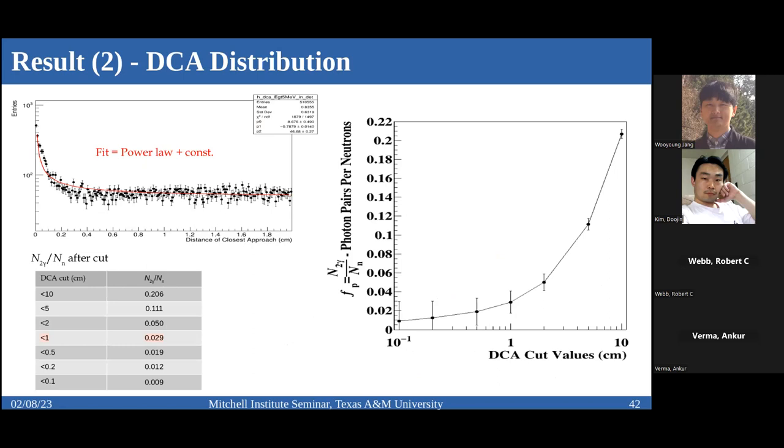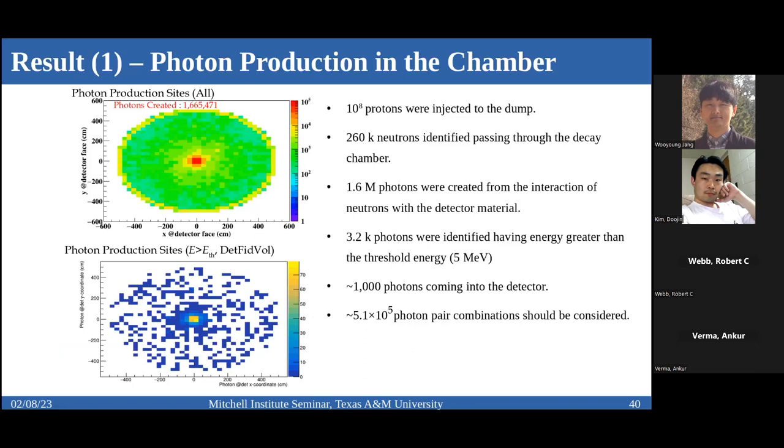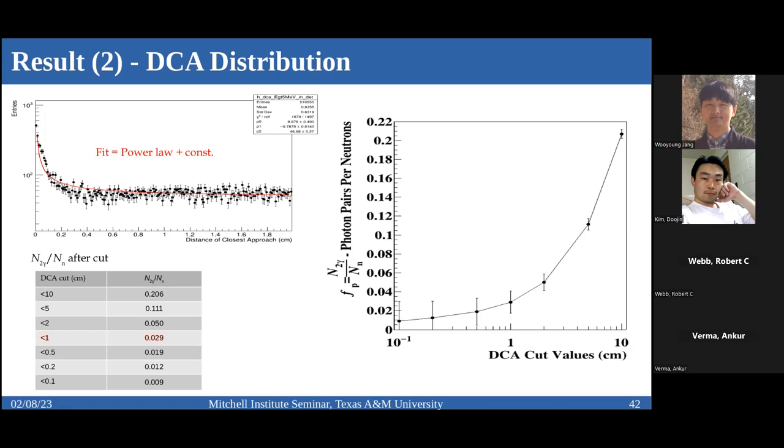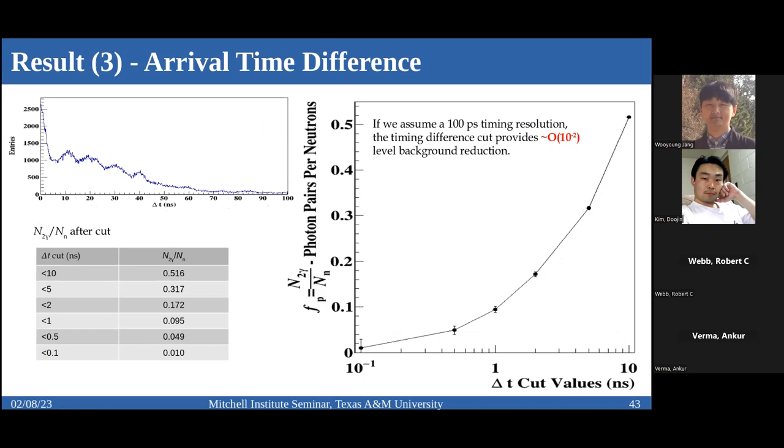So this is the result of the simulation. This is the distance of closest approach distribution for the sample after the detector arrival cut and after the threshold cut. Then we put some optimization cut here, so this was our chosen cut in this study. And this shows the arrival time difference for the two photon combination, and the rejection factor of the delta T cuts.